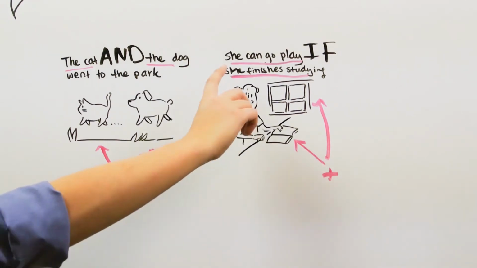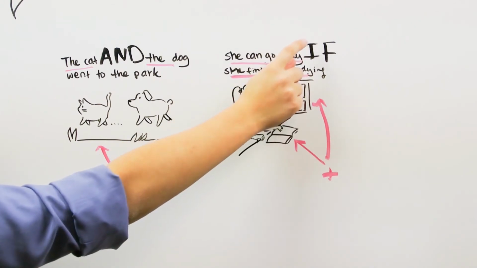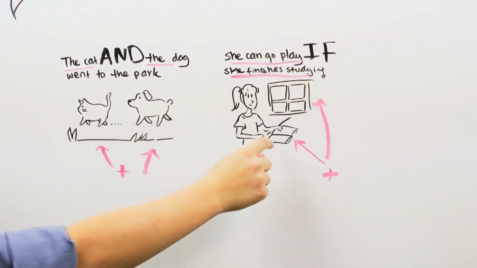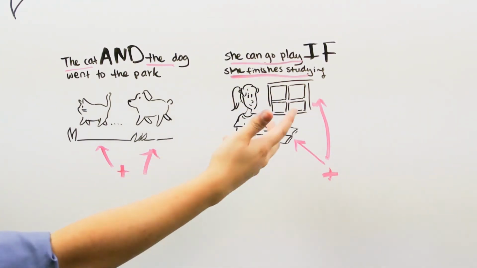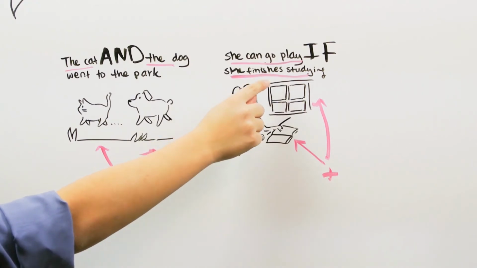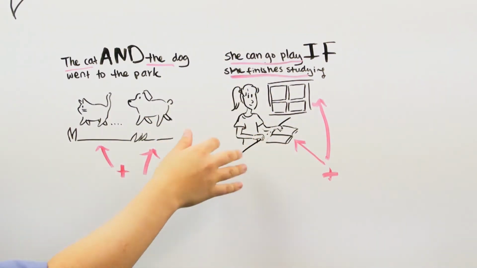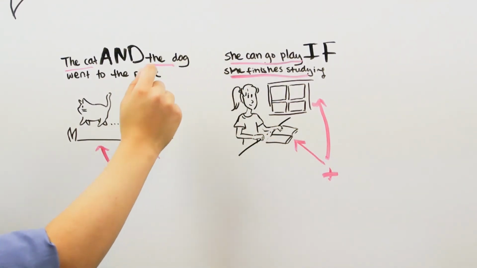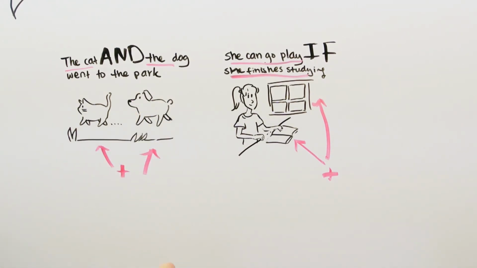In the example, she can go play if she finishes studying, the word if is a conjunction because it links she can go play and she finishes studying. Note that even though if is describing a relationship between these two clauses, it is not a preposition because it doesn't talk about time, place, or locations. It just makes these two clauses dependent on one another. Conjunctions are basically words that join things together.